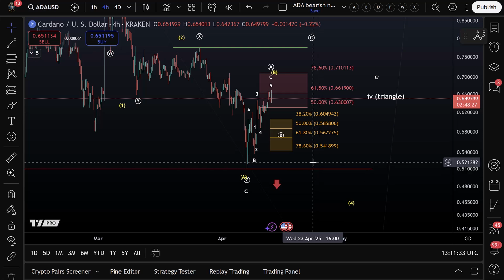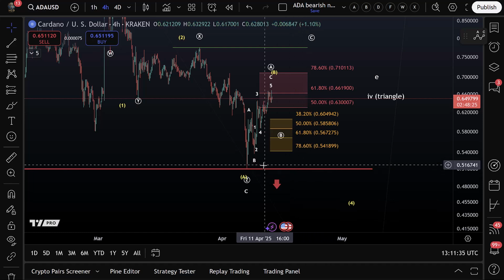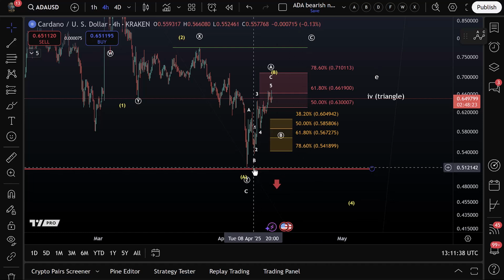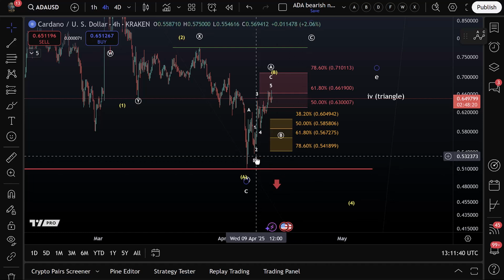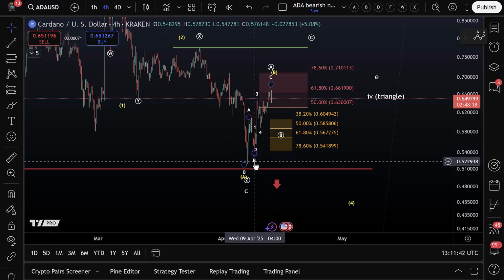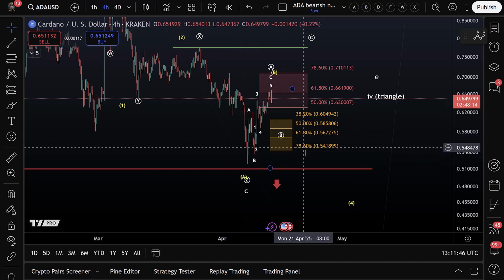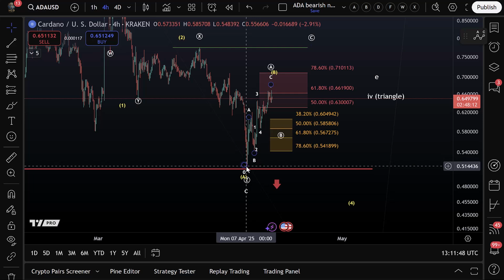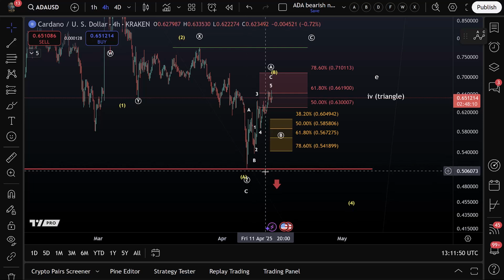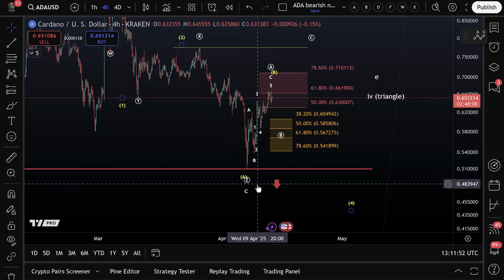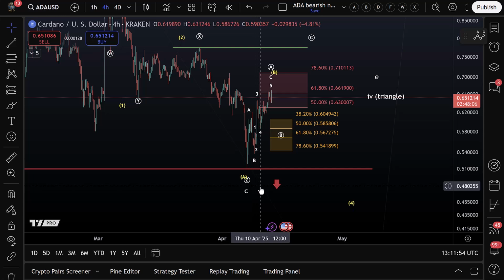And again, why is that important? Because the formal invalidation point, if it's triggered, if the price breaks below it, will tell us that the triangle is breaking, that a rule is broken, basically. The market cannot break below the low of the C wave that formed here on the 7th of April. Well, it can, but not in a triangle. Okay, so it would be a different scenario then.